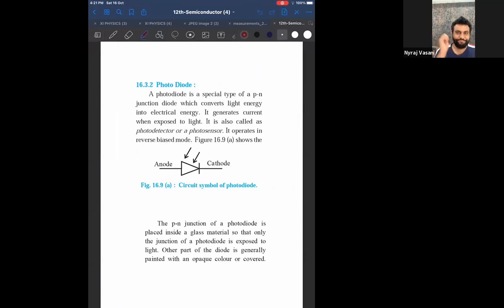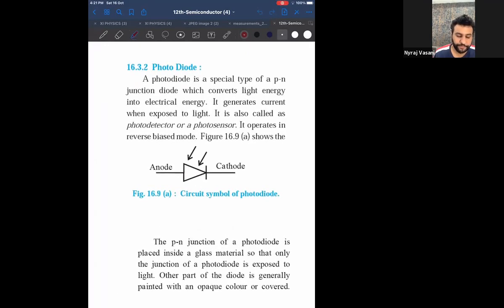Now listen to me. Everyone listen to me. Now, photodiode, I told you, is a diode which works on light. That means, look at the screen now. So what does photodiode do here?